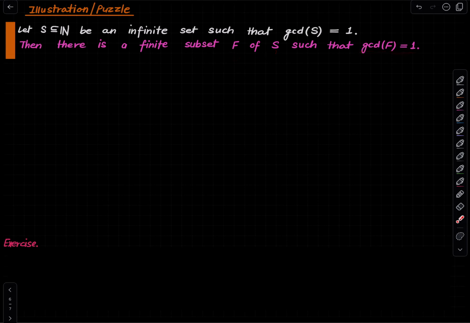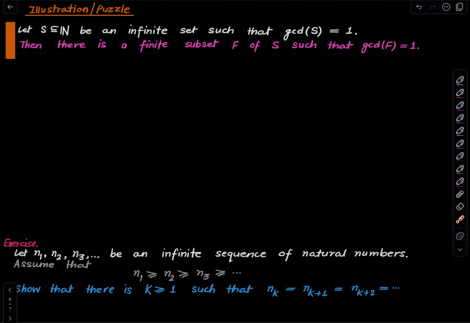Okay? So try it out. Try to solve this yourself. Pause the video and try to prove it. And here is what we will use. I'm going to write down a proof, and here is what I'm going to use, which is an exercise. It looks a little complicated, but it is nothing.